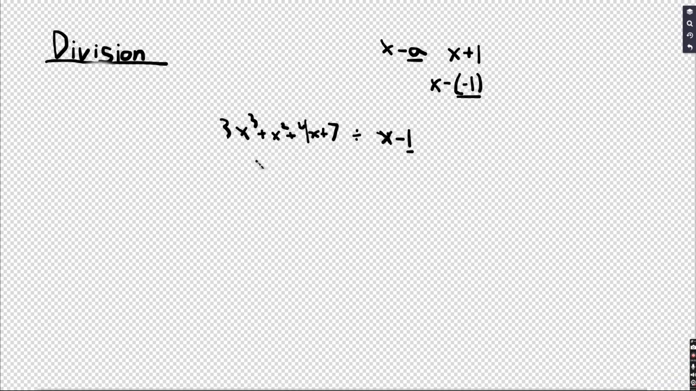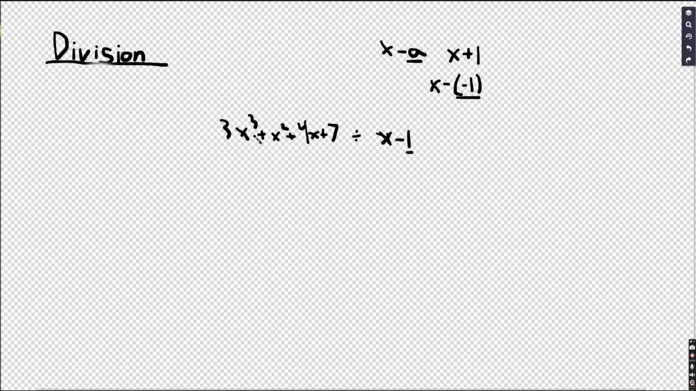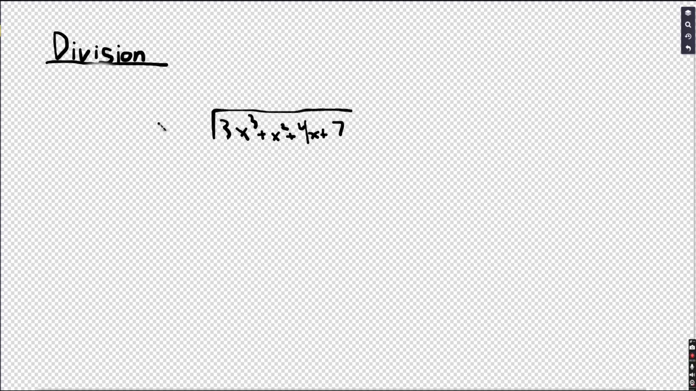So if we plug in 1, that's 3 times 1 cubed, which is just 3, plus 1 squared, just 1, plus 4 times 1 is just 4, plus 7, and that gives us 15. So our remainder should be 15. Now let's test this out with some long division. So we have x minus 1.